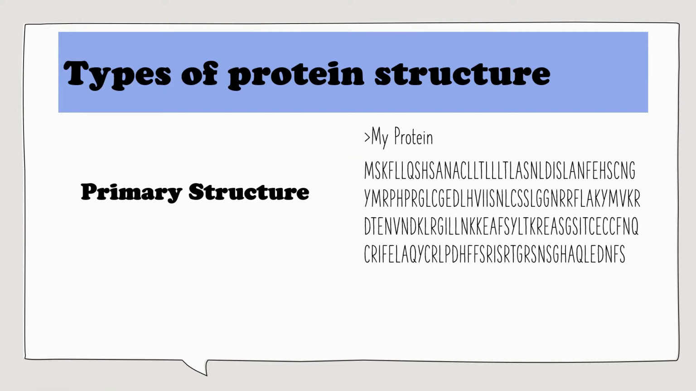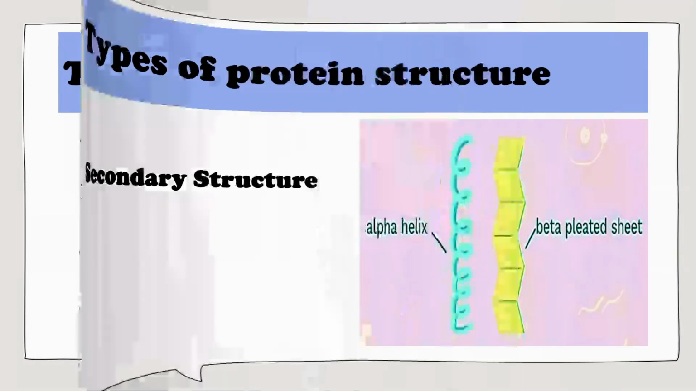The first is called primary structure, and it describes the unique order in which the amino acids are linked together to form a protein. And proteins are constructed from a set of 20 amino acids. So on your right side, you can see the primary structure of the protein.